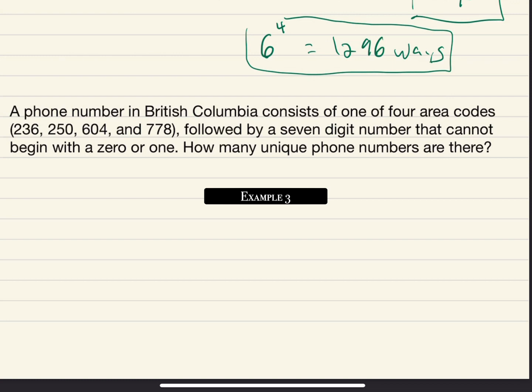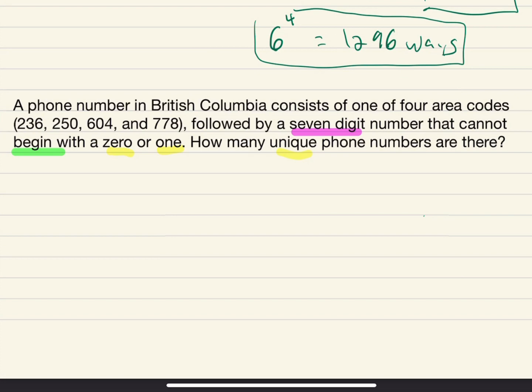A phone number in British Columbia consists of one of 4 area codes, 236, 250, 604, and 778, followed by a 7-digit number that cannot begin with 0. So I'm going to write, because this can often be overlooked, cannot begin with 0 or 1. How many unique phone numbers are there?